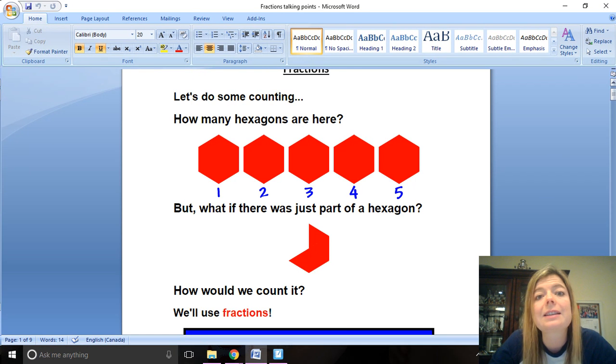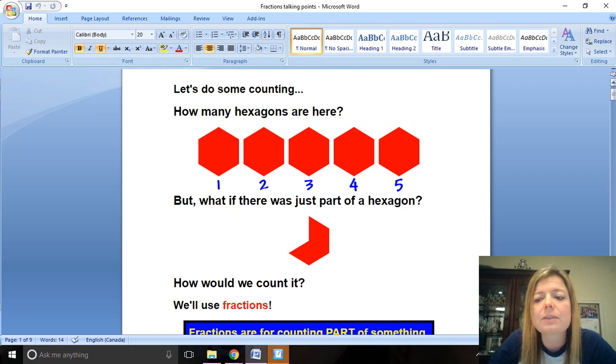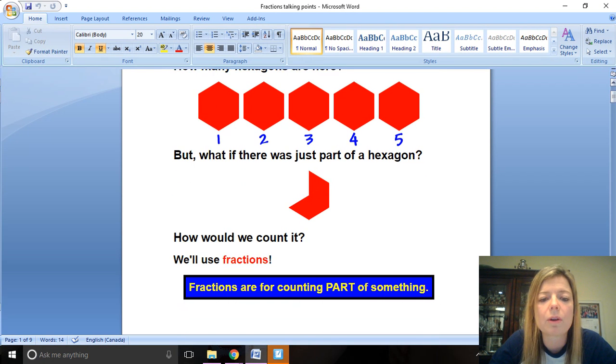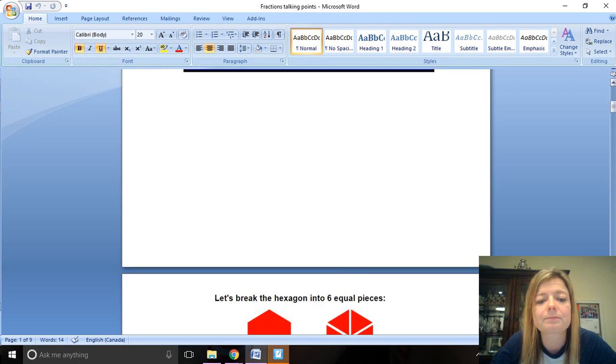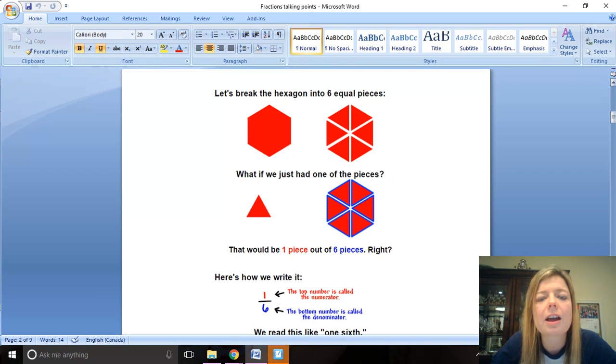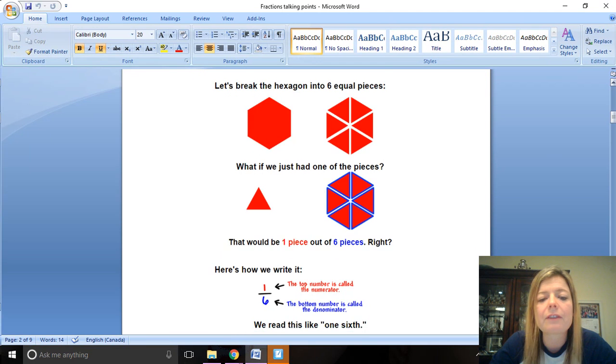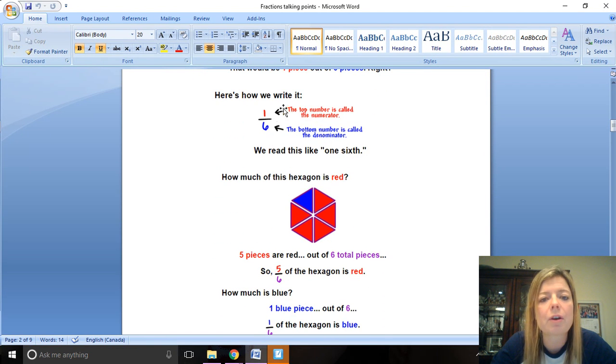So that's why we need to come up with something like fractions. It's a way of talking about parts of a whole. So fractions are for counting part of something. That's what they're for. So if you take a hexagon and break it into 6 equal pieces, if you have one of the pieces, that would be called 1 out of every 6 pieces, right? Well, in fractions, we write it as 1 over 6. So the top number is called the numerator, and the bottom number is called the denominator. But we say 1/6 more commonly than saying 1 over 6.